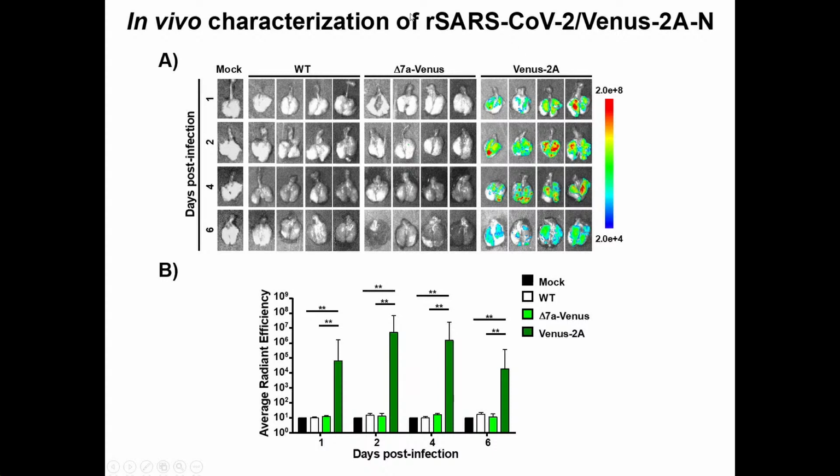Unfortunately, that was not the case for the mice infected with the virus expressing Venus from the open reading frame 7A, further suggesting that the levels of expression from the nucleocapsid locus are much higher than those from the open reading frame 7A.